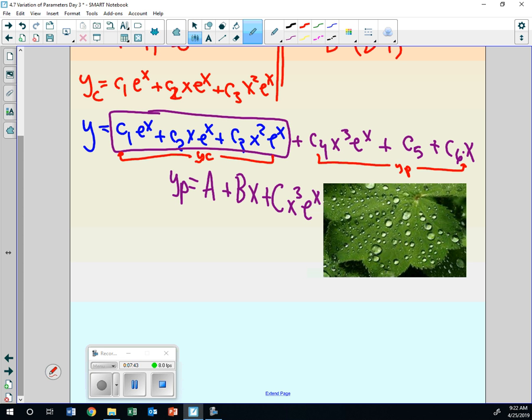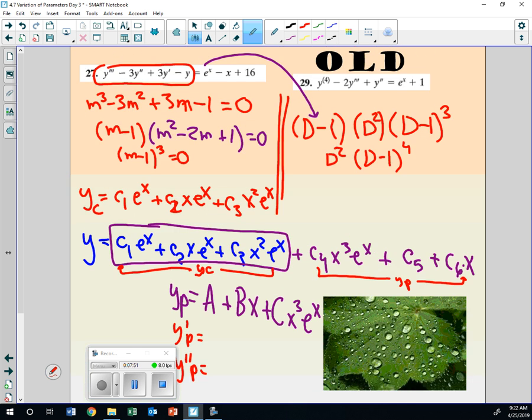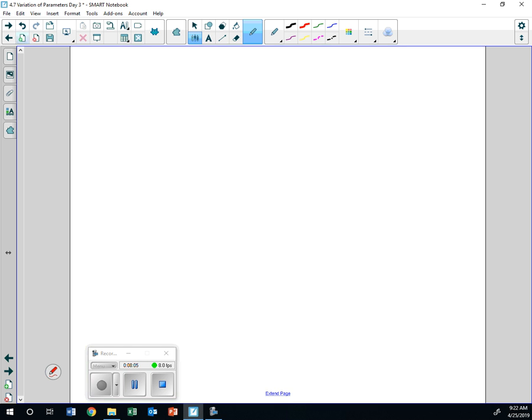And so what you're going to do is take the derivative of this, the second derivative of this, and then put that into the original equation, and then ascertain what A, B, and C are. Is everybody okay with that? Okay. Let's do 30. And 30 isn't one of the set ones, so that's good, because then you're going to get as far as you can.